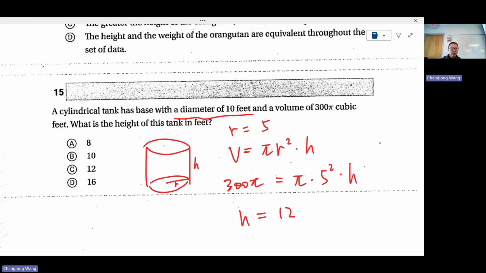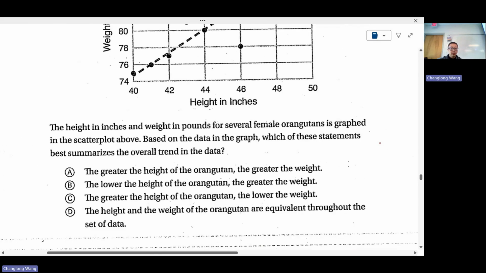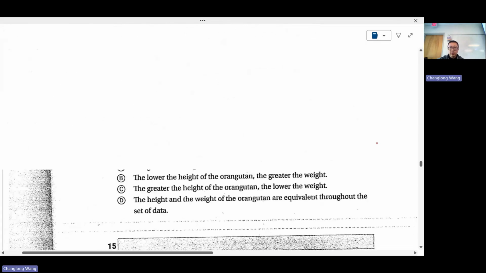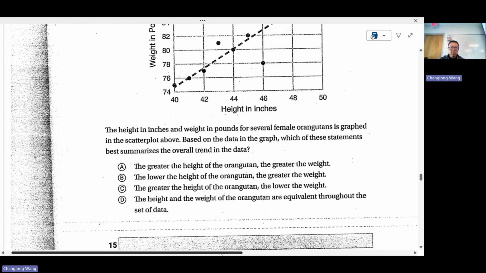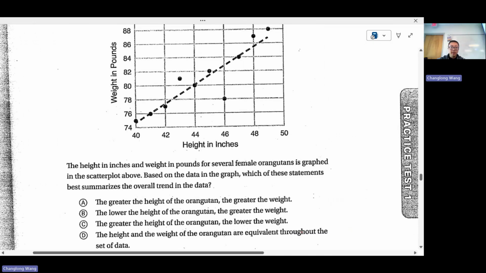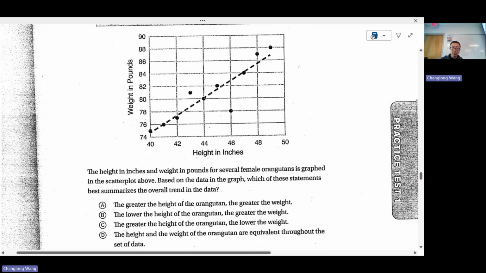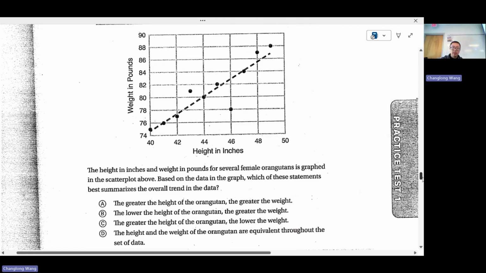Now, let's go back to number 14. Not supposed to be a hard question, but since it has a graph, it's always worth looking into, right? Now go ahead. Number 14.